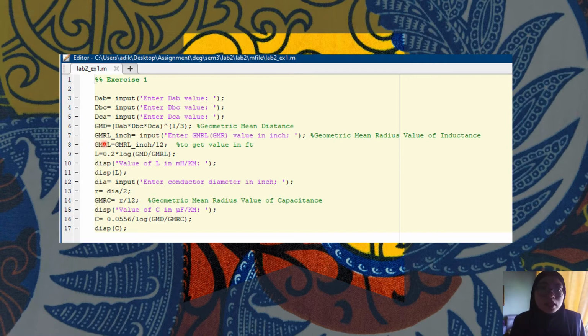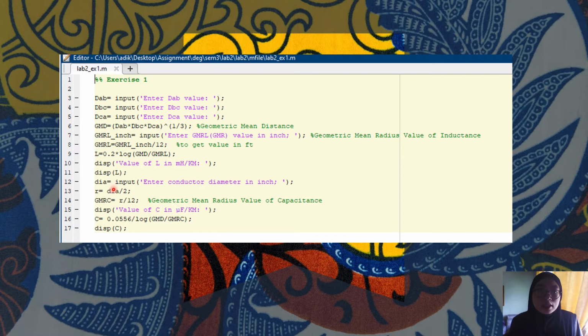On the 7th line, we have GMRL in inches. This is the geometric mean radius value of inductance in inches, but the question needs it in foot. So on the next line, we have the formula in foot. This is the formula for the inductance. Then it will display the value of inductance here.